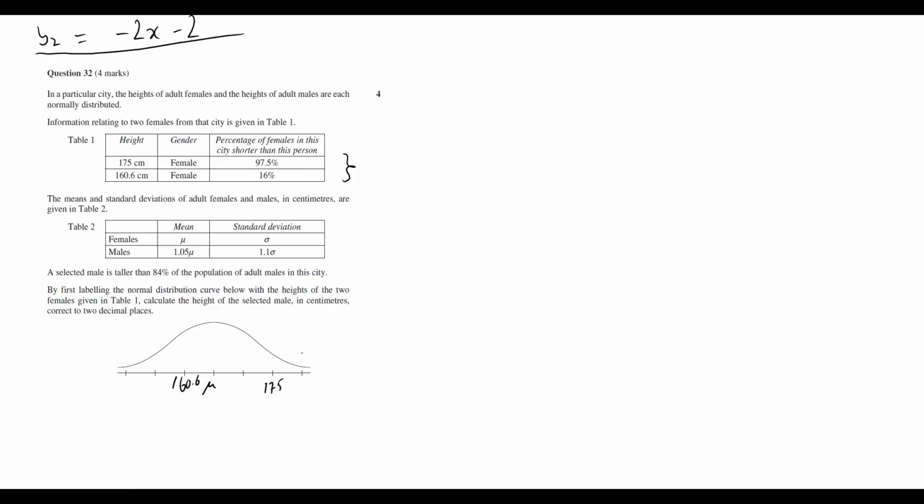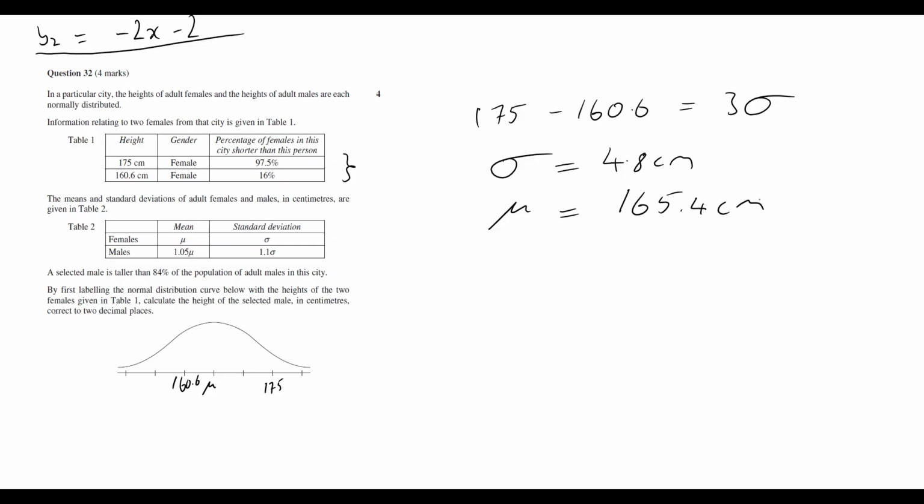Okay, so now let's quickly determine what our sigma value is, our standard deviation. We can say that 175 minus 160.6 is going to be equal to 3 times the standard deviation, because we've jumped up 1, 2, 3 times. Simplifying and working it out, we get that sigma is equal to 4.8 centimeters. And since mu, the mean, is 1 standard deviation greater than 160.6, we can say that mu is equal to 165.4 centimeters. Now that we know that, we also know that for the males, we have a mean value of 1.05 mu and a standard deviation of 1.1 sigma.